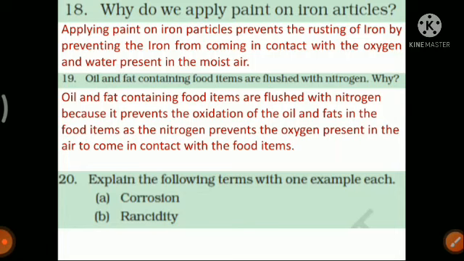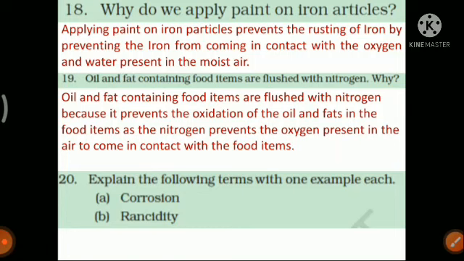Okay. Oil and fat containing food items are flushed with nitrogen. Why? Oil and fat containing food items are flushed with nitrogen because oil and fats in food items undergo oxidation, which leads to rancidity.